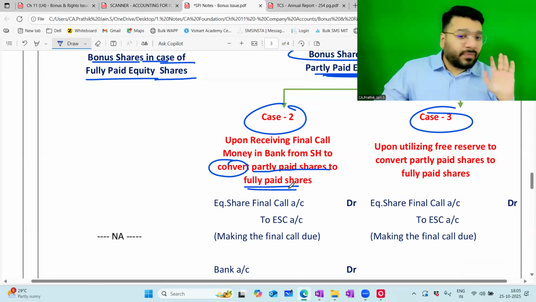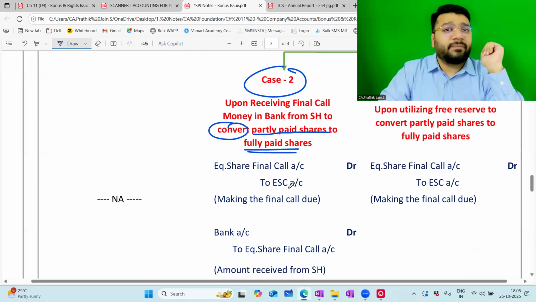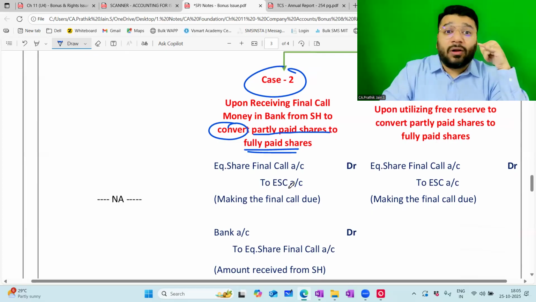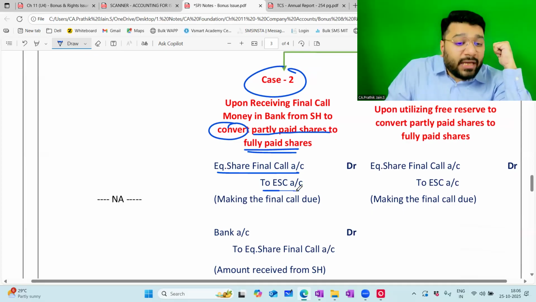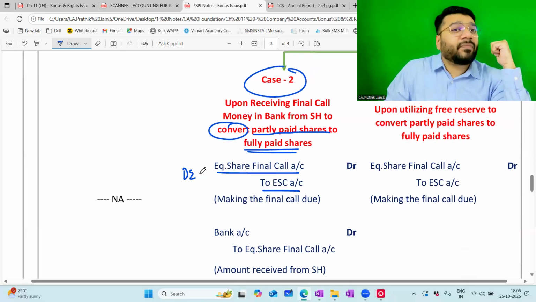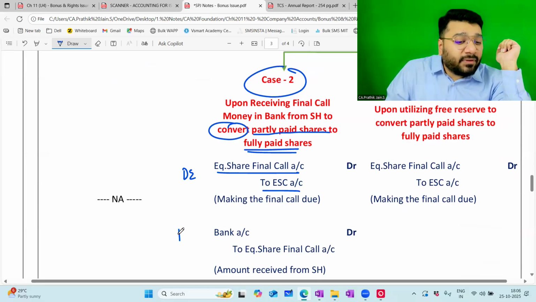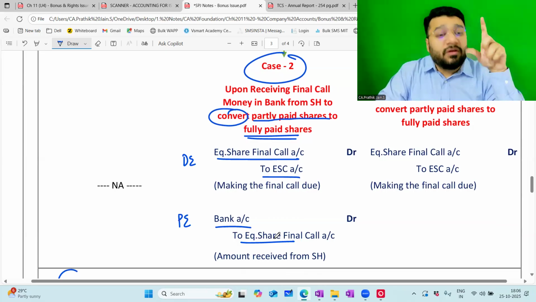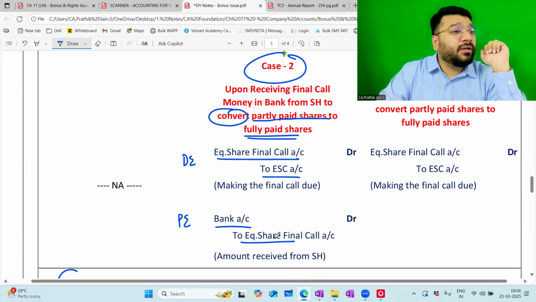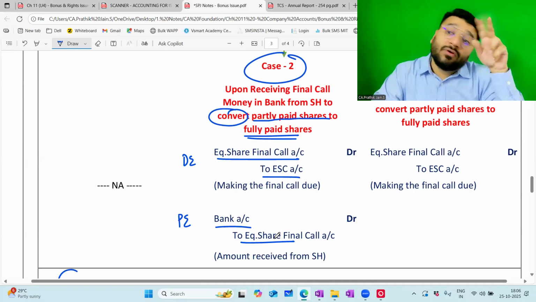In that case, what is the entry? First, you have to make the call. You know, share capital topic, make the call. Second and final call is due. What is the entry? Equity share second and final call to equity share capital, due entry. Then what will happen? Money will be received. Payment entry or receipt entry: Bank to equity share final call. By the time you pass these 2 entries, your partly paid shares become fully paid shares.